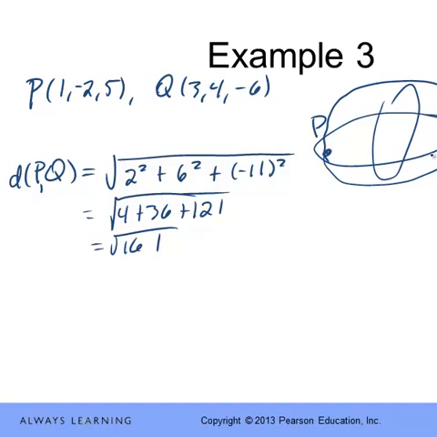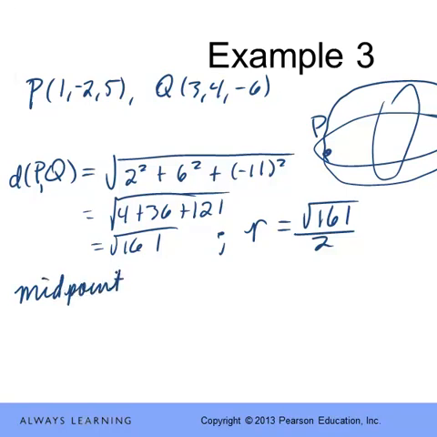That's the diameter of the sphere then. So that means that the radius of this sphere is the square root of 161 divided by 2. Let's find the midpoint. Why? Well, because the midpoint then is going to be the center of the sphere.